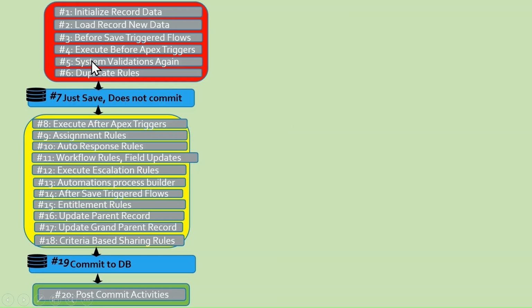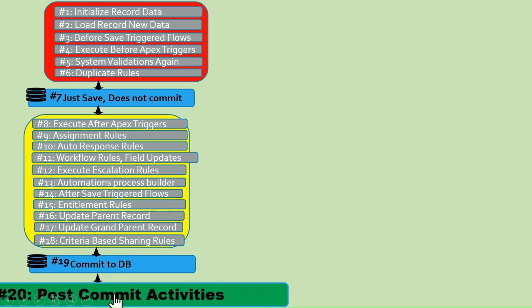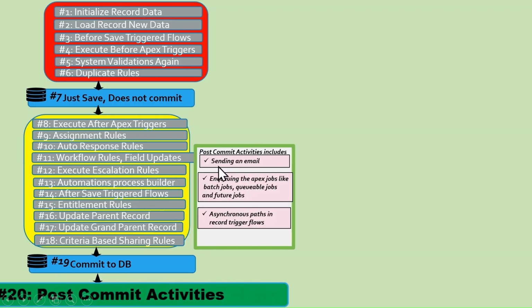In our order of execution, the very last step is post commit activities. As part of this post commit activities, Salesforce performs activities like sending an email, executing the enqueued Apex jobs like batch jobs, queueable jobs, and future jobs. And if there are any asynchronous paths in the record trigger flows, then those asynchronous paths also get executed as part of this post commit activities.